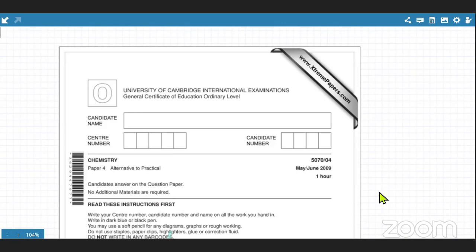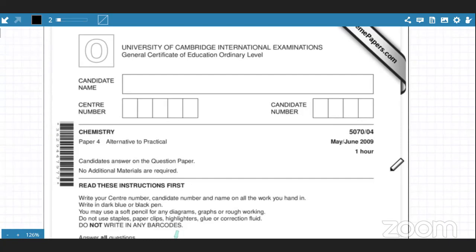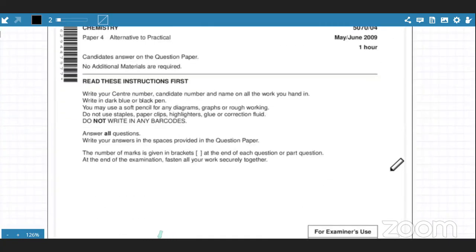Hello, everyone, to the live session where we're going to solve this specific past paper, 5070 paper 4, made in 2009. It's a 5070 O Levels, GCE O Levels ATP paper. If you're doing IGCSE, then even then it's going to be very helpful because a lot of the experimental concepts are pretty much the same. So you can also join in. It's a 1 hour paper. You have your instructions. They're written in front of you.